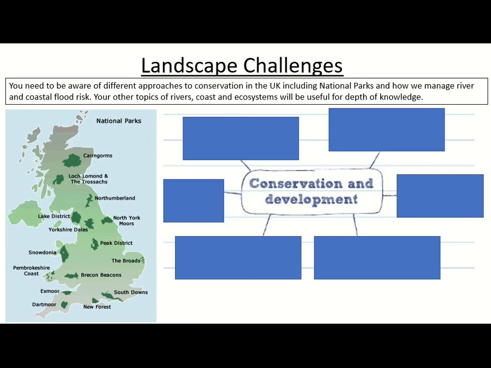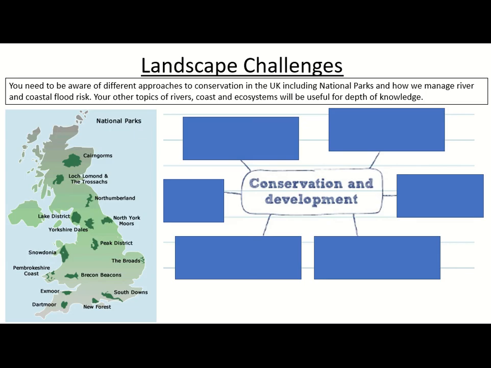So you need to be aware of different approaches to how we conserve the UK with national parks as a focus, and how we manage specifically river and coastal flooding risks. Now, you've covered loads of hard and soft engineering strategies in your coast and river sections of the UK landscapes topic, so a lot of your revision for this particular bit is dusted. Ecosystems will also be another helpful topic here because, again, it will provide you useful information about some of the protected species that you might find in parts of the national park areas.